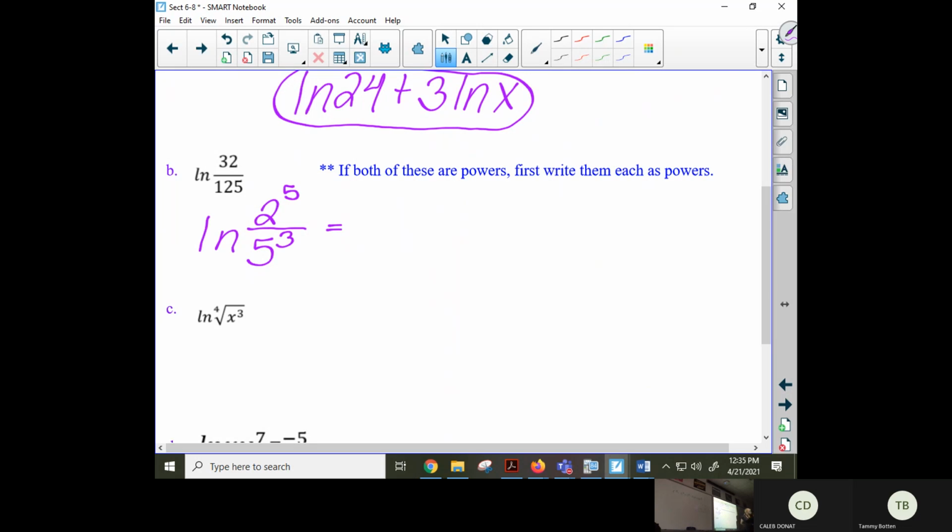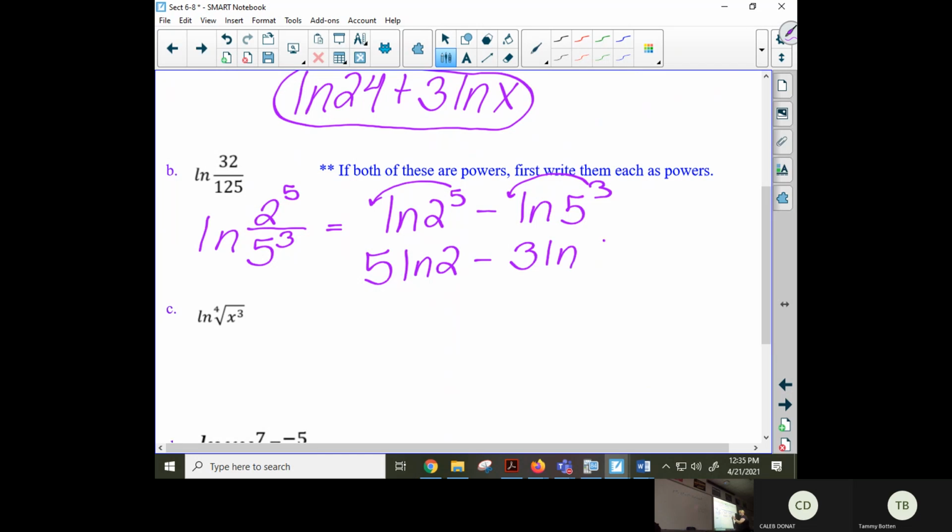Now, those are divided. To undo division, we would subtract. So we're going to take natural log of 2 to the 5th minus the natural log of 5 to the 3rd. What could I do still? Bring the powers down. Yep. And that's all I would have to do. 5 natural log 2 minus 3 natural log 5.